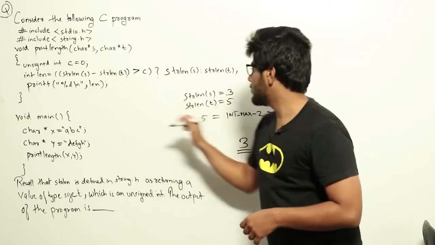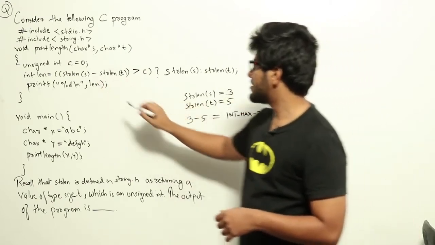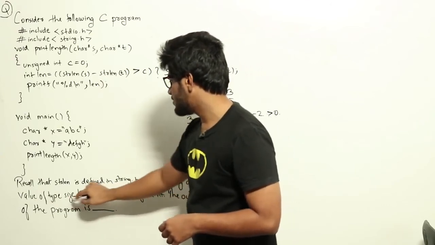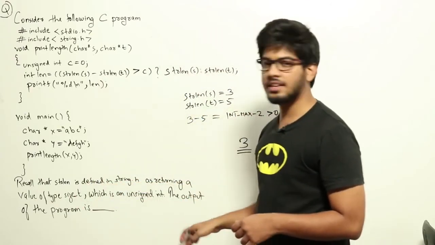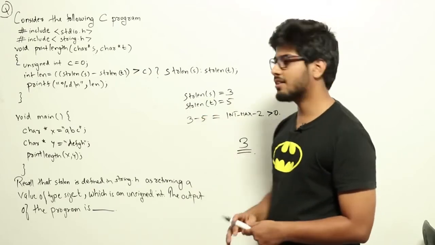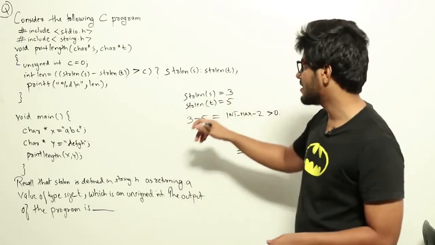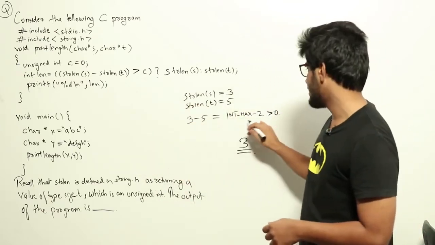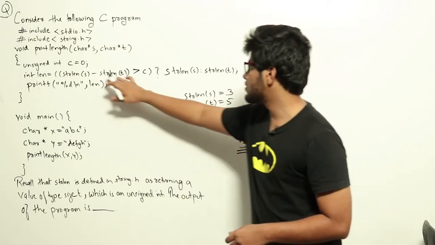And in this step we are doing 3 minus 5. But strlen s and strlen t return a value of type size_t, which is unsigned int, as given in the question. So we are doing 3 minus 5 for two unsigned ints. The answer won't be minus 2 since it is unsigned int. It will be int max minus 2, which is a very large number. That's what it will be returning since these two are unsigned.